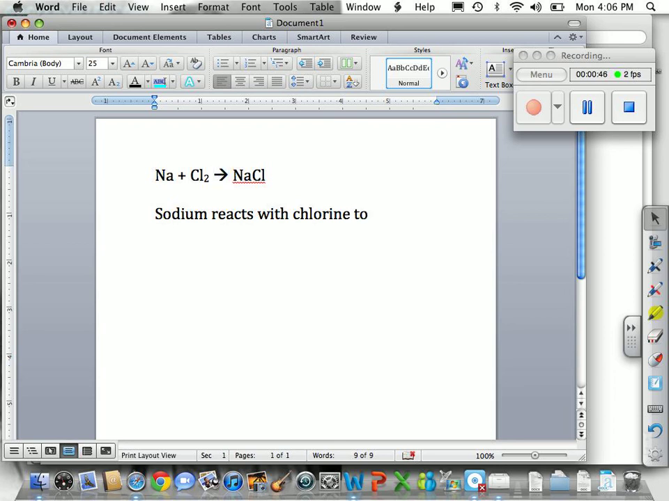The arrow means to yield or to produce. Either way is fine. And instead of calling this sodium chlorine, we know from previous videos that we then call it sodium chloride. And that's how we translate it.